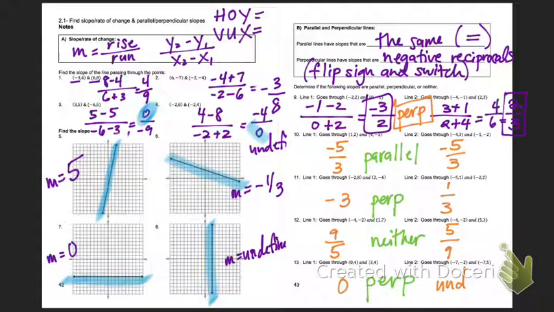Okay, so number 10, parallel. They're the same. Number 11, perpendicular, because negative reciprocal. Number 12 is neither. This is going to be tricky. I thought about this being the killing puppy, but I don't think it's worth it, because I really don't think you're going to make this mistake. Because 9 over 5 and 5 over 9 are not negative reciprocals. They're just reciprocals. There's no sign change. So it's neither.